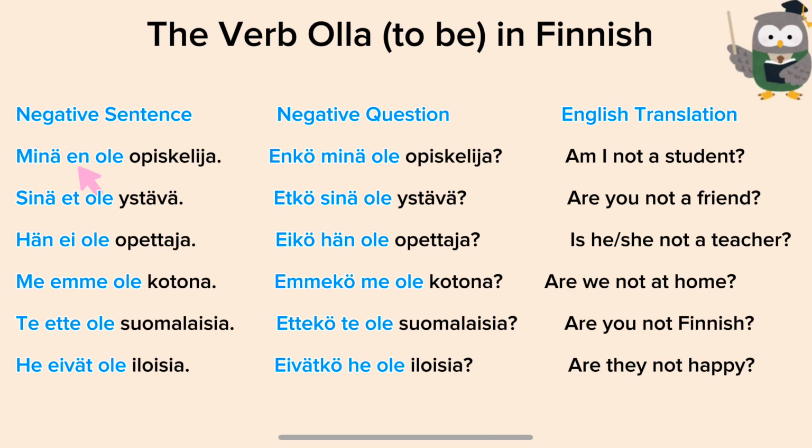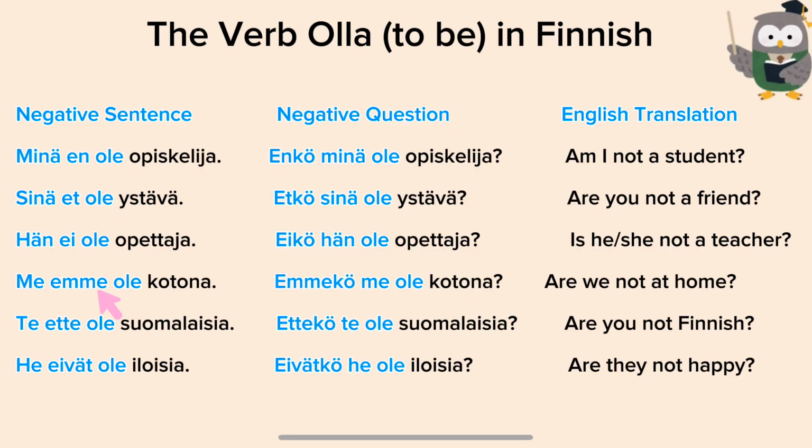Minä en ole opiskelija. Enkö minä ole opiskelija? Sinä et ole ystävä. Etkö sinä ole ystävä? Hän ei ole opettaja. Eikö hän ole opettaja?